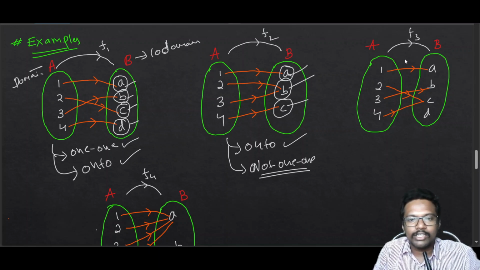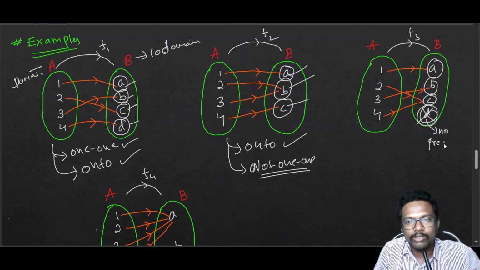Okay, so now let us come to f3. For f3 I have considered 4 elements in the domain and 4 elements in the codomain. Here you can observe A has one preimage, B has one preimage, C has two preimages, so no problem. But D has no preimages. It means D does not have any arrow coming from A. It means D is not used from A.